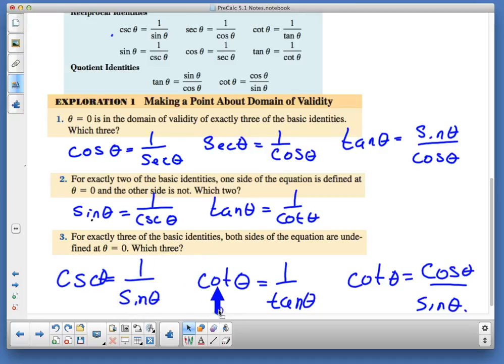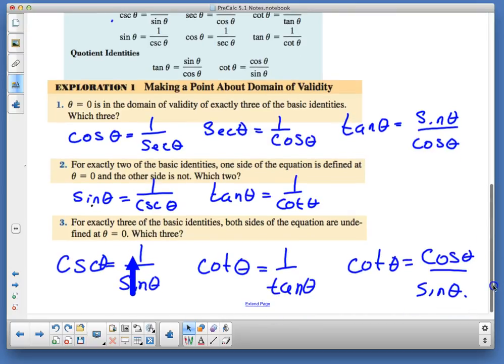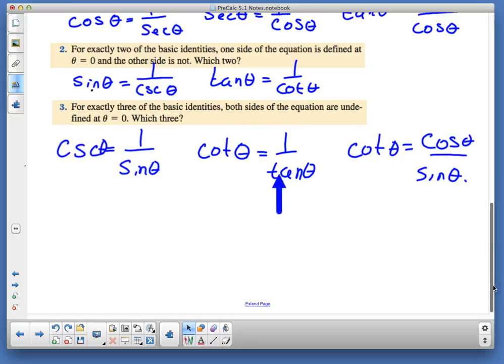Cotangent is cosine over sine, and that's where I have 1 over 0. And here I've got 1 over tangent. Tangent is sine over cosine. So sine of 0 is 0, cosine is 1, but that's 0, and 1 over 0 is undefined. And this again, because we had cosine over sine, that's cotangent, we get 1 over 0 again, so that's undefined. Cotangent of theta is 1 over 0, it's undefined. And this is 1 over 0, and yet again, it's undefined on both sides.